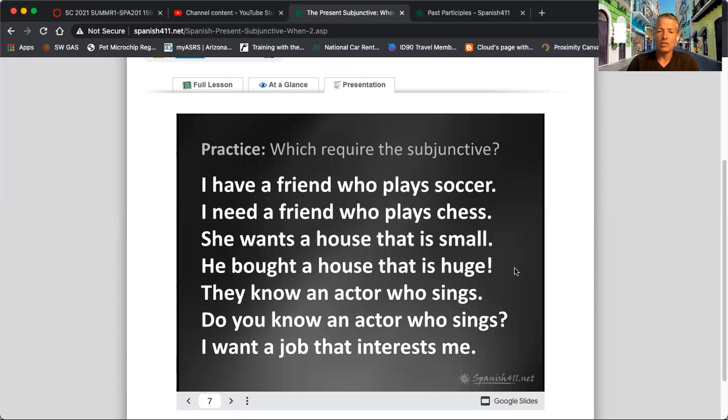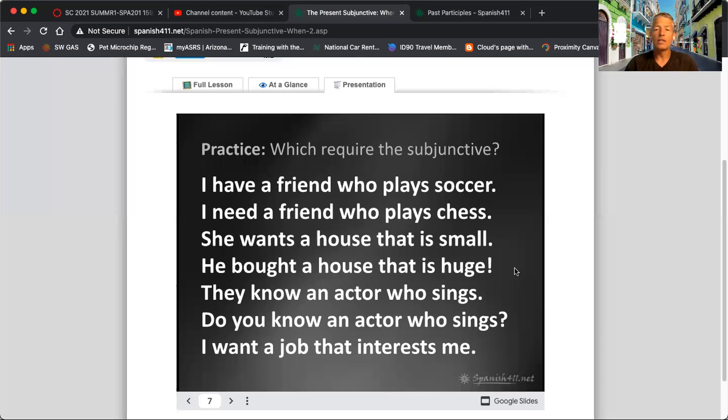Let's talk about these sentences. I have a friend who plays soccer. Is that going to be subjunctive or not? If you thought not subjunctive, you're correct. Tengo un amigo que juega al fútbol. I need a friend who plays chess. I'm looking for someone playing chess, right? So I need a friend. Do they exist? No, because I need them. They don't exist right now, as far as I know. So necesito un amigo que juegue al ajedrez.